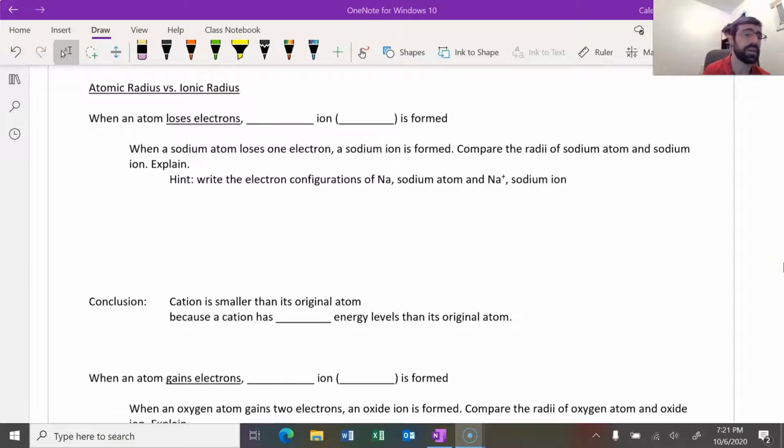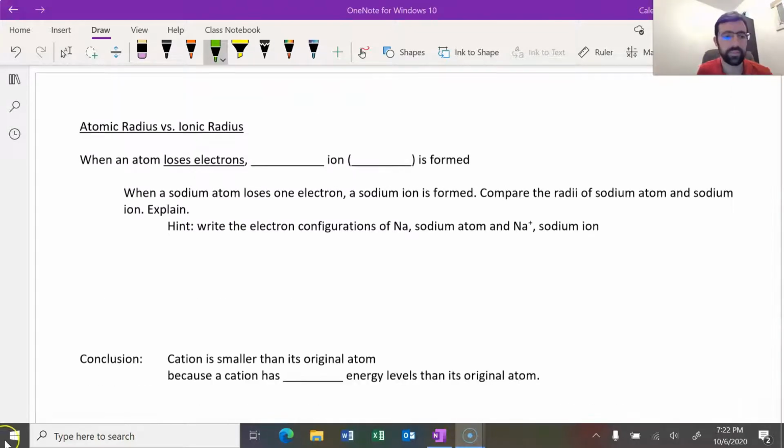All right, here are a few example problems that are a little more challenging, or maybe we haven't thought about them as much anyway. This is comparing atomic radius versus ionic radius. So atomic radius versus ionic radius. This can be a little bit challenging.